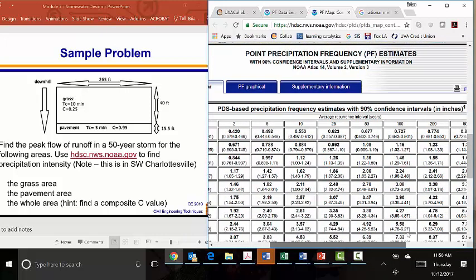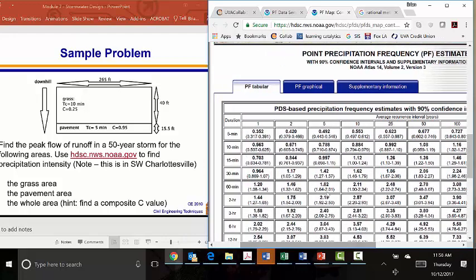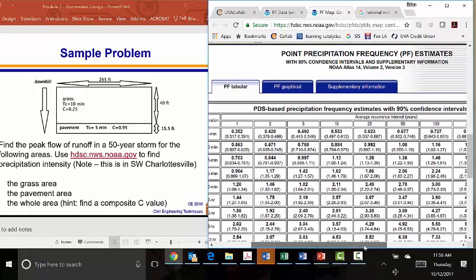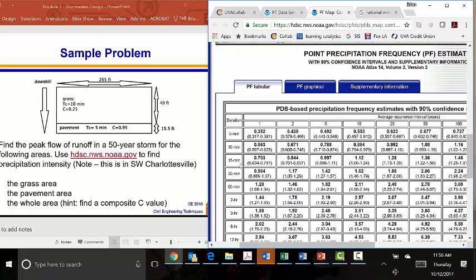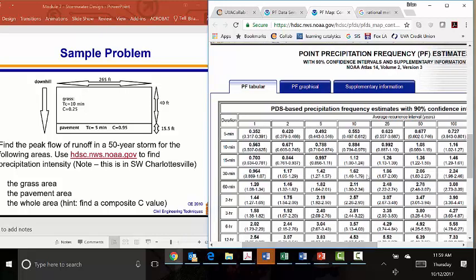Again, these are average recurrence intervals. So this is the 50-year storm right here, and it's giving this to you in inches. What this is saying is, for this duration of a storm and this recurrence interval, this is the amount of rainfall that fell during that period. So we're looking for 15 minutes, that's our time of concentration. In 15 minutes, that's when it's fully involved at the highest rate. So looking at the 50-year storm for 15 minutes, we see that the rainfall was 1.36 inches.